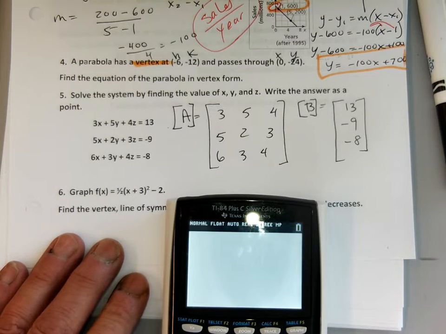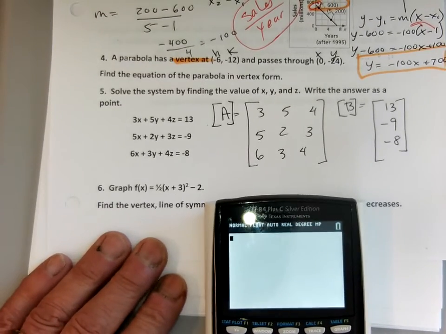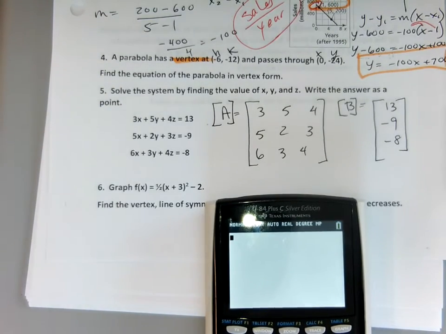Which one are we doing? Number 5. So what I'm doing is setting up a matrix. I know I have to use a matrix, right? I don't want to do it by elimination. That'd be hard, right? Reddy, you were pretty good at doing elimination, but let's let the calculator do it, right?